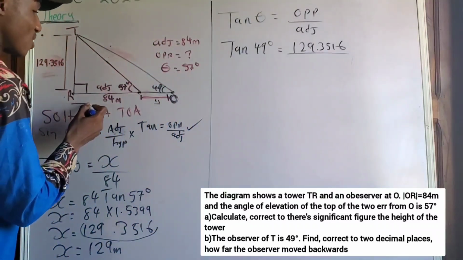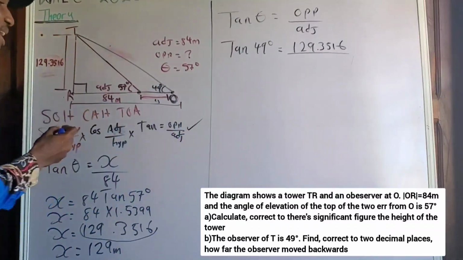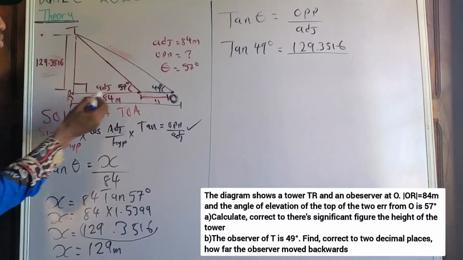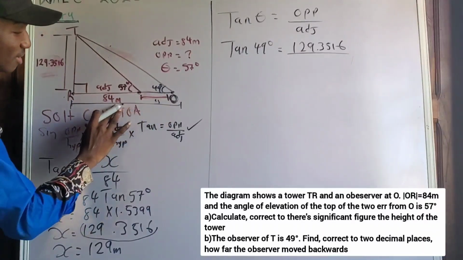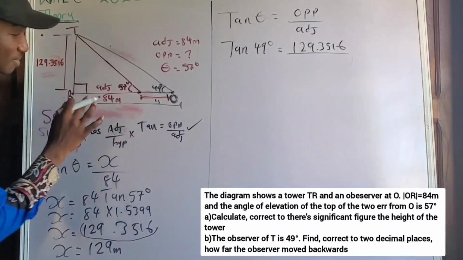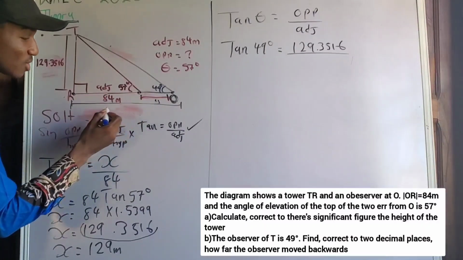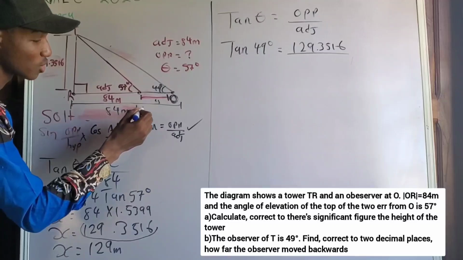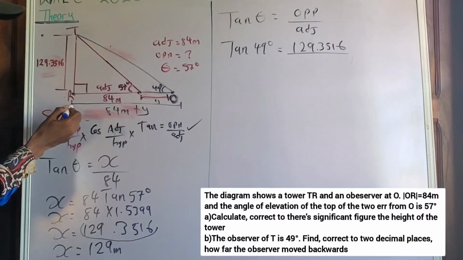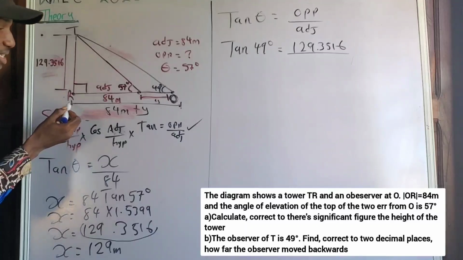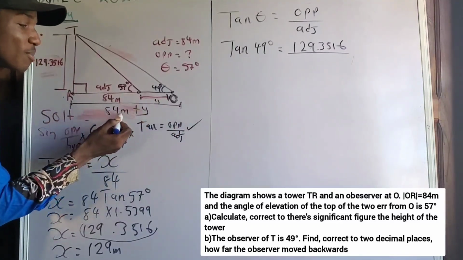The adjacent now is this. Do you understand? The adjacent now is RO. Okay, please pay attention. Listen. The distance from this point to this point is what? 84 meters. So I'm going to have 84 meters plus y. The total length from this point to this point is now the adjacent. Do you understand? So the distance from this point to this point is 84 meters plus y.